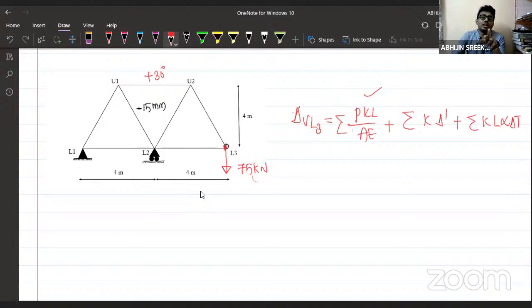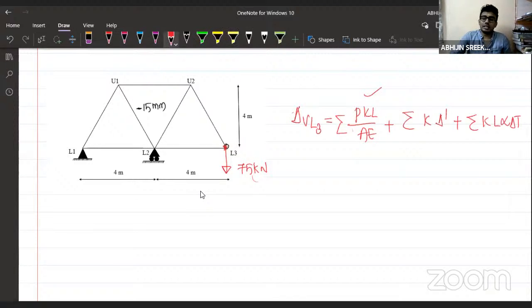And ultimately, if you are getting a delta L3 value as positive, the applied unit load is in the correct direction, the assumption is correct. If it was assumed in the downward direction, the deflection will also be in the downward direction. If you assume the unit load in the upward direction and you got a positive value, the displacement will also be in the upward direction. If you assume the unit load in the upward direction but you got a negative value, what's the meaning of it? Displacement will be in the downward direction. Got the point?